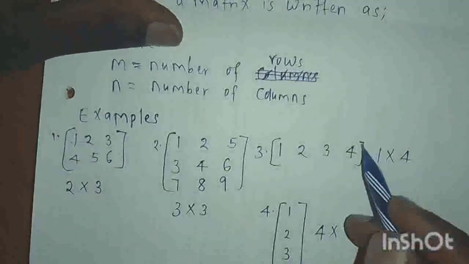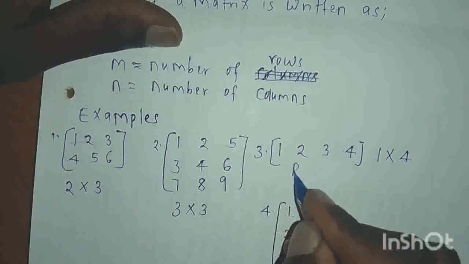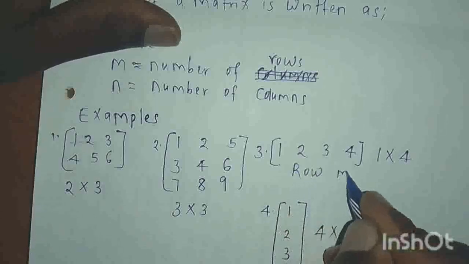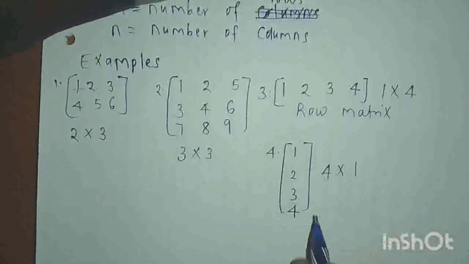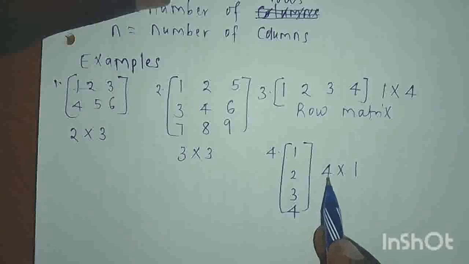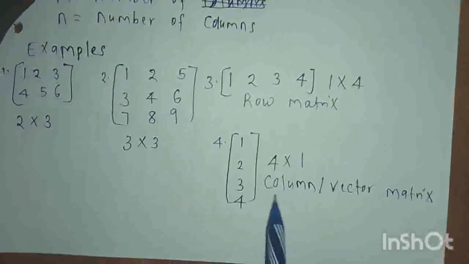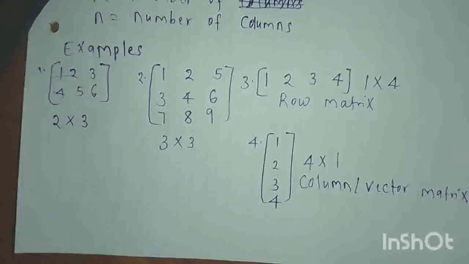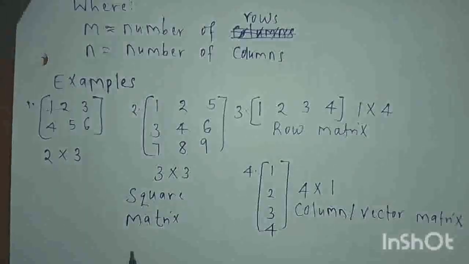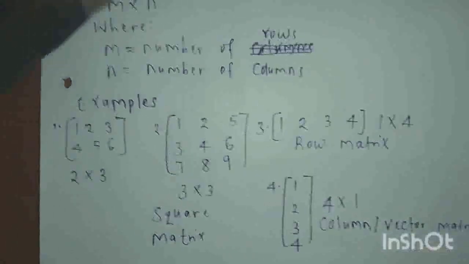Normally, a matrix of order 1 by n is called a row matrix. And a matrix of order n by 1 is called a column or vector matrix. And a matrix with an equal number of rows and columns is called a square matrix. After having discussed that, let us proceed to the second entity in matrix.